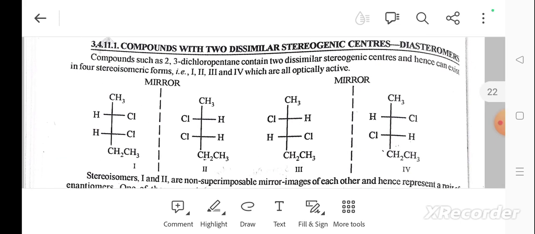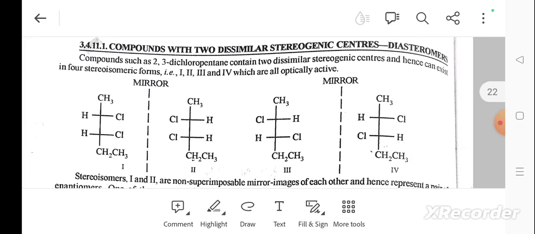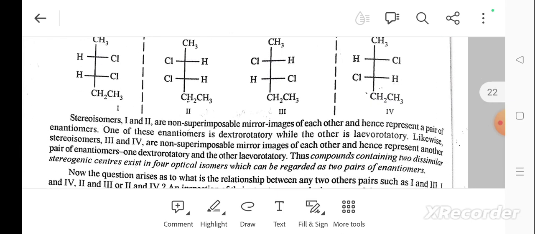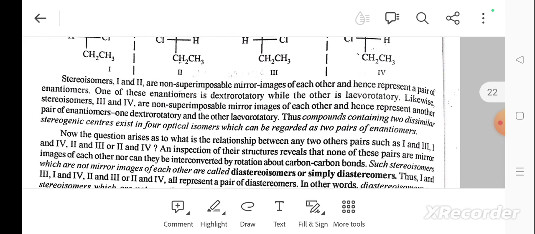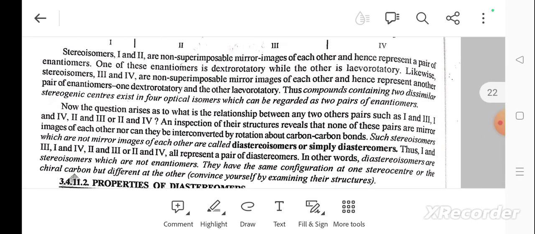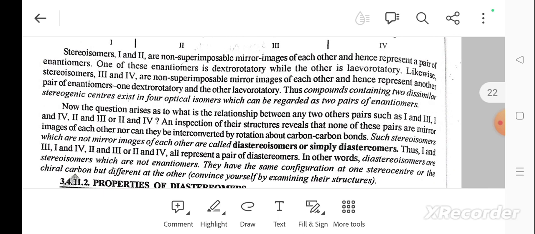Compounds with two dissimilar stereogenic centers. Compounds such as 2,3-dichloropentane contain two dissimilar stereogenic centers and hence can exist in four stereoisomeric forms: first, second, third, fourth. All four are optically active. Stereoisomers first and second are non-superimposable mirror images of each other, hence represent a pair of enantiomers.